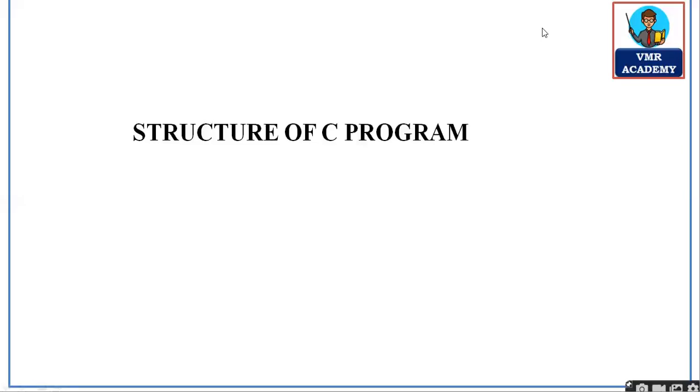Hello, everybody. Now let us know about the structure of C program. Like how a human being has a specific structure, every C program, not only C program, every programming language will have its own structure. So today we are going to see about the structure of C program. This was the basic structure which every program has to follow, especially our C program.